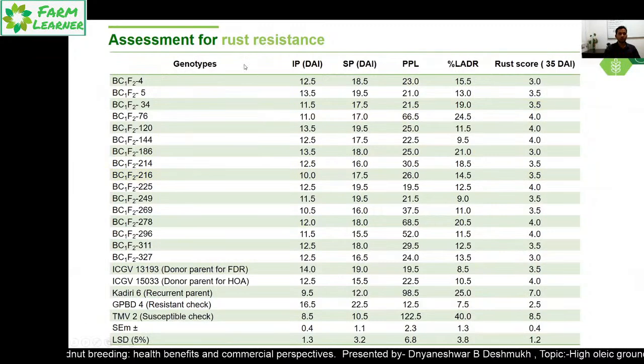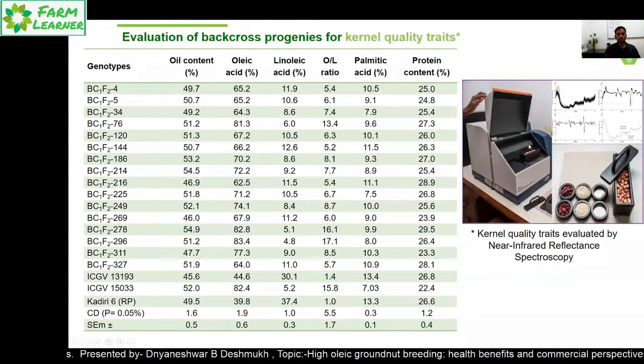Later on, the second disease was rust. If you look here, we screened these lines for rust resistance, and we got a GPBD 4 score of 2.5, and we got many lines with scores of about 3 to 4. Anywhere between 3 to 5 is considered resistant. That's why we got many lines with good late leaf spot and rust scores.